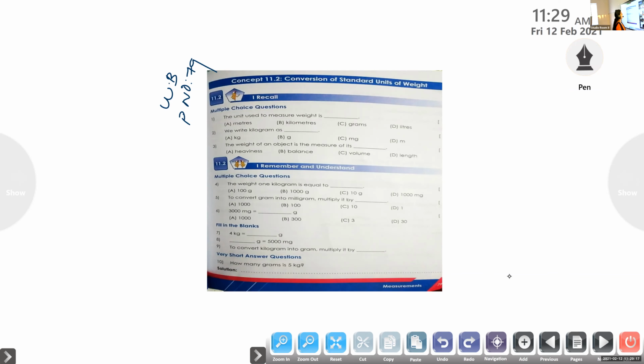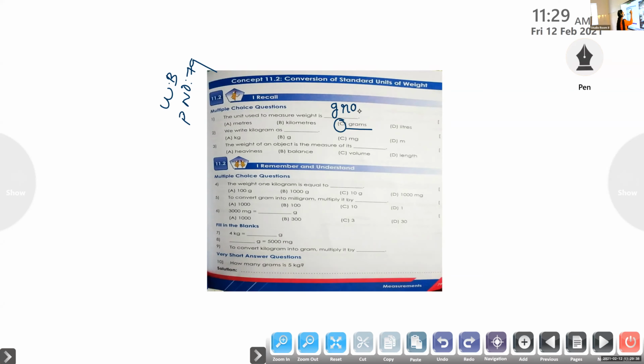Which one we will use? Just now we discussed. Kilometer. Kilometer is used to measure length, my dear. Meters, kilometers are used to measure length. Gram? Grams. Just now we said grams. See. All of you write grams and write in the bracket.